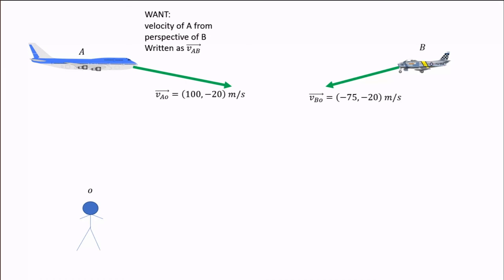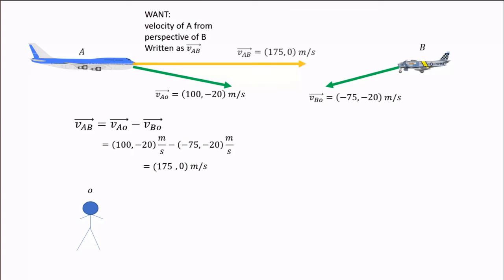Whenever we talk about relative motion from someone's perspective, we mean that, from his perspective, he is not moving. Everything else is. So, to get the relative velocity of A from the perspective of B, we need to subtract the velocity of B from the velocity of A. Let's work out the numbers. First, the x component. 100 minus -75 is 175. For the y component, -20 minus -20 is 0. So that leaves us with a velocity of (175, 0) meters per second.